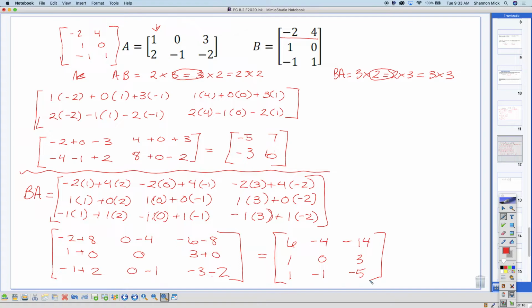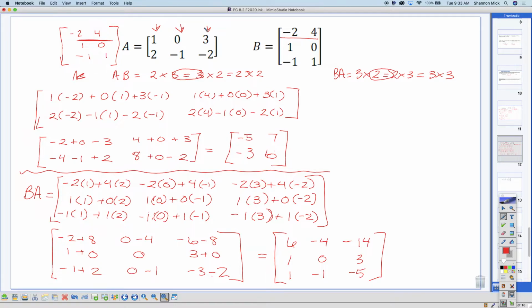So we took the first row, which was -2, 4. And I've got to multiply it by the first column. So I have -2 times 1 plus 4 times 2. First thing times the first thing, second thing times the second thing. And then I go to the next column. So -2 times 0 plus 4 times -1. And then I go to the next column. I would keep going until all my columns are exhausted.